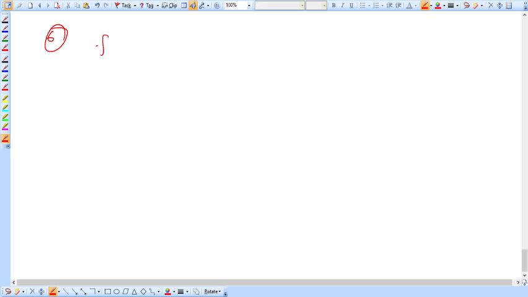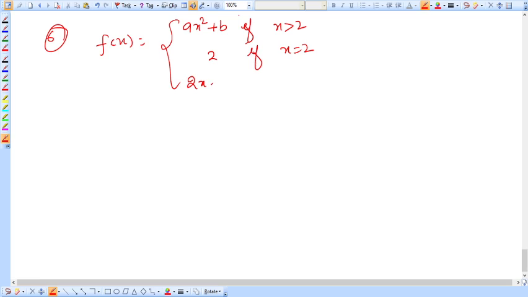Okay, f of x is equal to ax square plus b if x is greater than 2 and it is equal to 2 if x is equal to 2 and it is equal to 2ax minus b if x is less than 2, right?